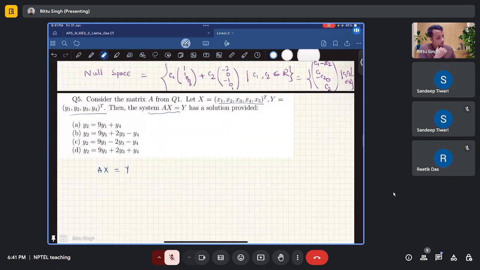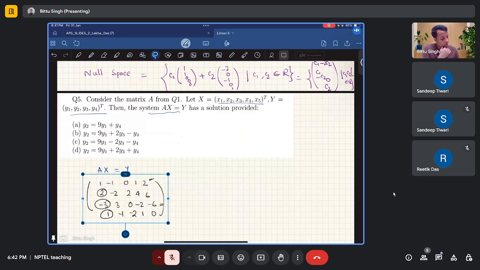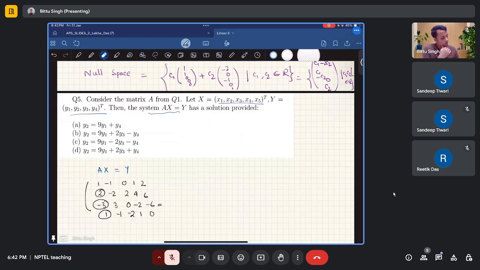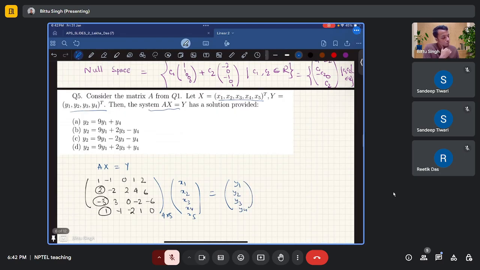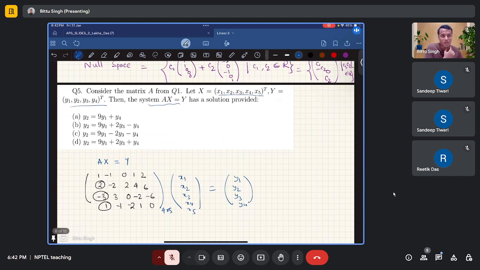So the matrix A was this matrix. So the question is like this: A is there, and X will be of this form x1, x2, x3, x4, x5. You can see this is a 4 by 5 matrix. So the answer of this will be some y1, y2, y3, y4. Now, for which conditions on those x1 up to x5 is there a solution?